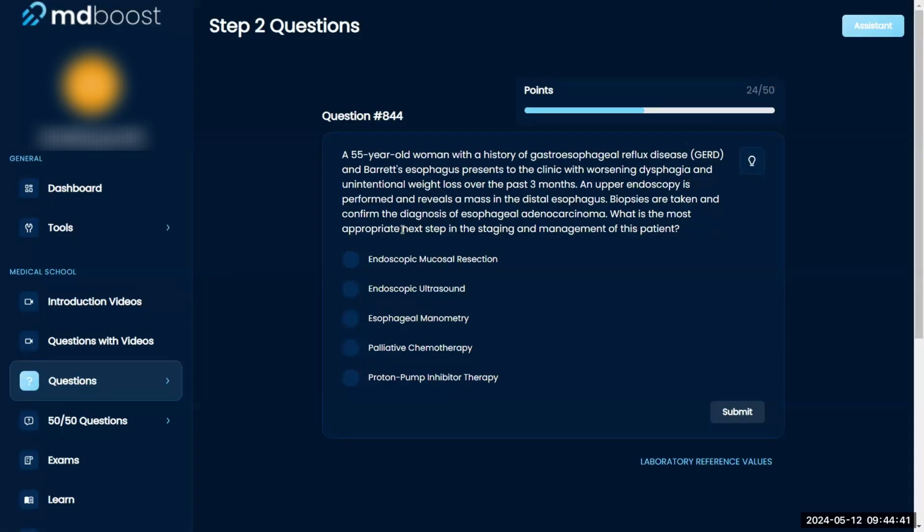Okay, what is the most appropriate next step in the staging and management of this patient? Endoscopic mucosal resection, endoscopic ultrasound, esophageal manometry, palliative chemo, and PPI. Okay, so this is like a gastrointestinal question.